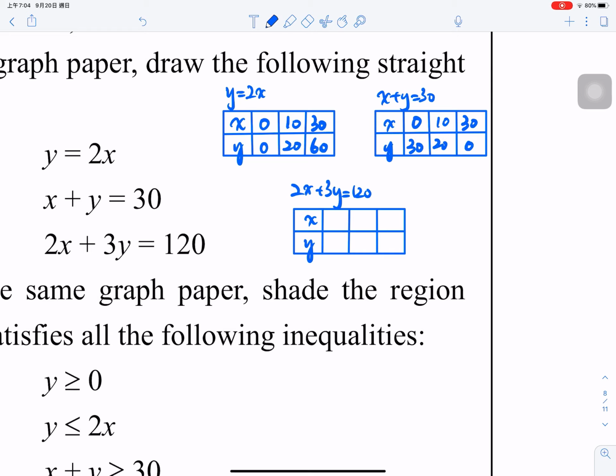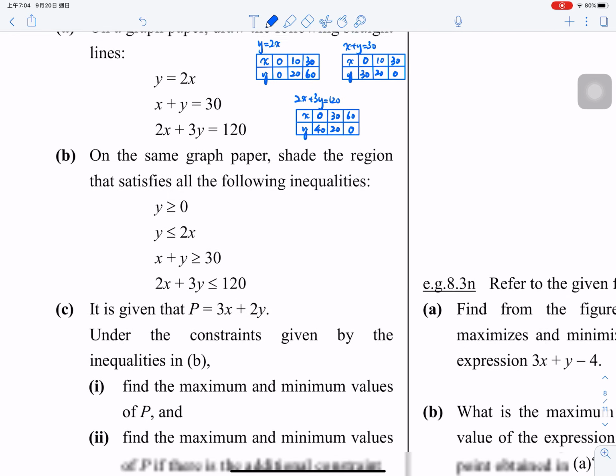Okay. How about the last straight line? 2x plus 3y equals 120. When x equals 0, then y equals 40. When y equals 0, then x equals 60. In between, think about 1 point. Okay, x equals 30, y equals 20. That's great.